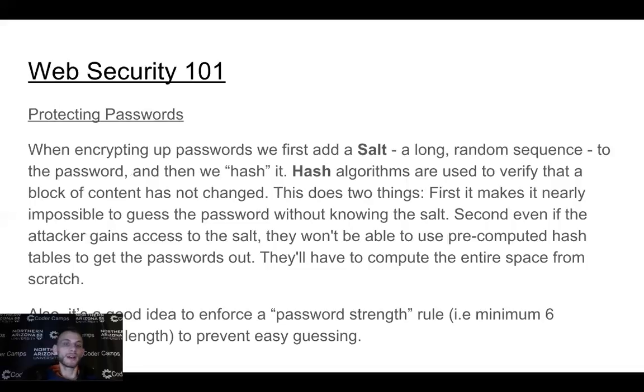Okay, so the approach we are going to be talking about is hashing. When encrypting passwords, we first add what's called a salt, which is a long random sequence, to our password, and then we run a hash algorithm on it. The hash algorithm is used to verify that the block of content has not changed. And so this does two things for us.